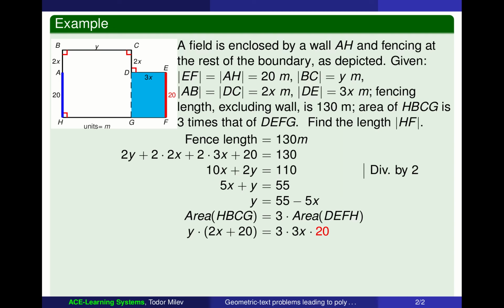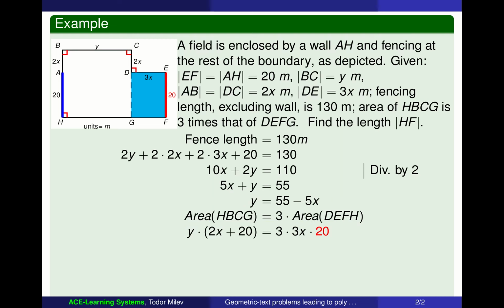Now, let's see whether we can solve the resulting polynomial system. So far we have generated a polynomial system consisting of two equalities. The first equality is y equal to 55 minus 5x, so that's equation number 1. And equation number 2 is y times (2x plus 20) equal to 3 times (3x plus 20). So that is a polynomial system in two variables, namely y and x, with two equations, these two.